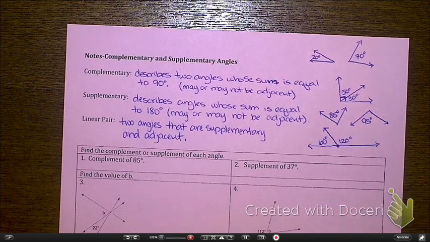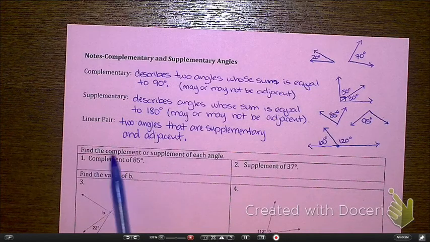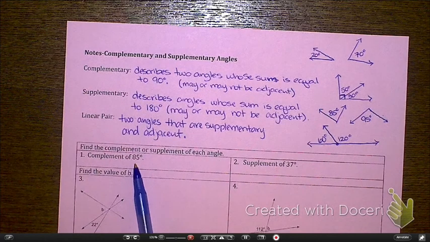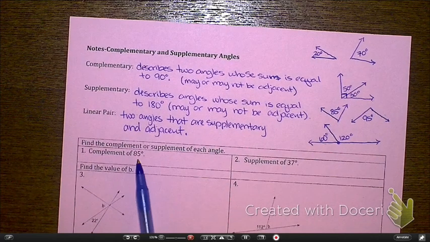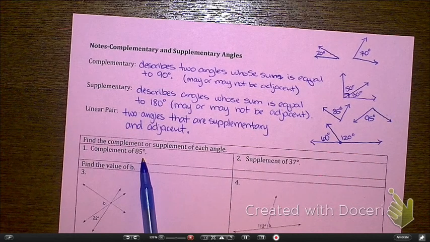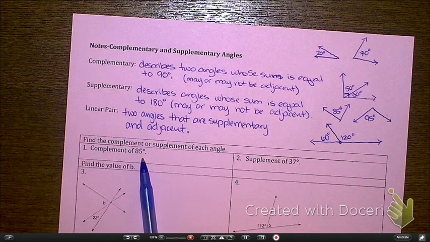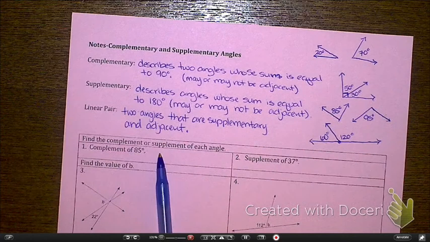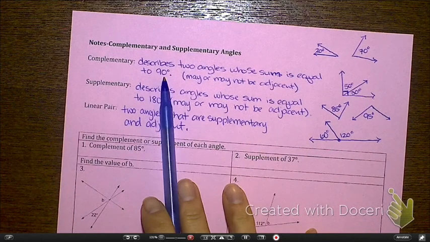All right. So today what we're going to be doing in our notes is practicing some problems that are similar to stuff that you're going to see on your homework tonight. And we're going to be working out these problems together. So here it says find the complement or supplement of each angle. If I want to find the complement of this angle, that means I want to find the other angle that goes with this one and makes them complementary. So in order to make two angles complementary, what did we say they have to add up to? 90, right?